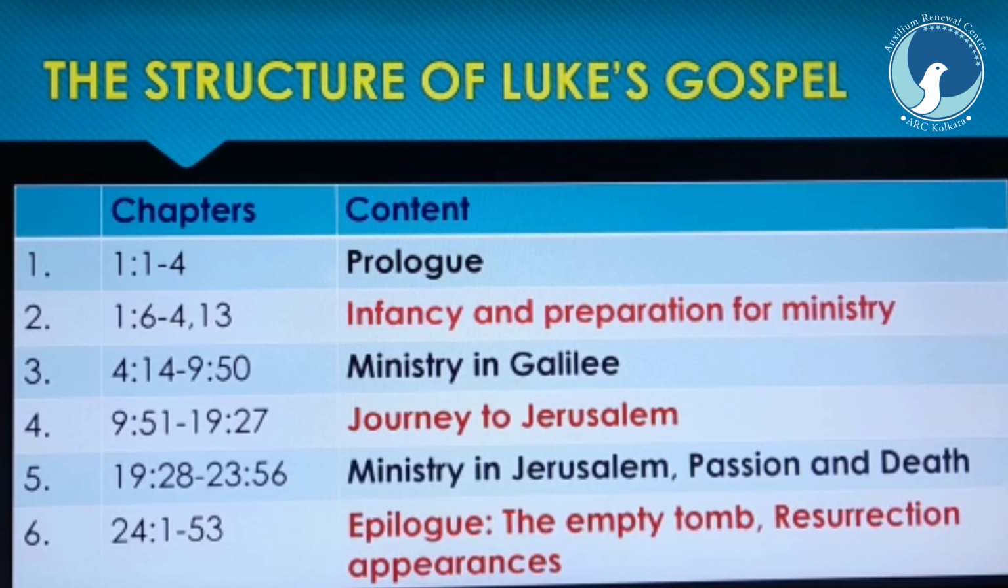In chapter 24, we have again a longer description of the resurrection narratives, unlike in Mark, where he describes the empty tomb. He talks about the various appearances of Jesus, particularly that appearance of Jesus to the two disciples walking to Emmaus, which is a long description, and then his ascension into heaven. With that, he concludes the Gospel.